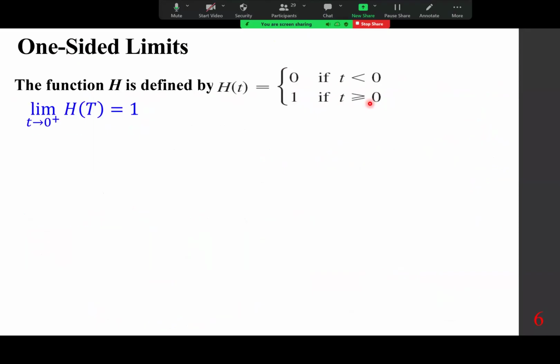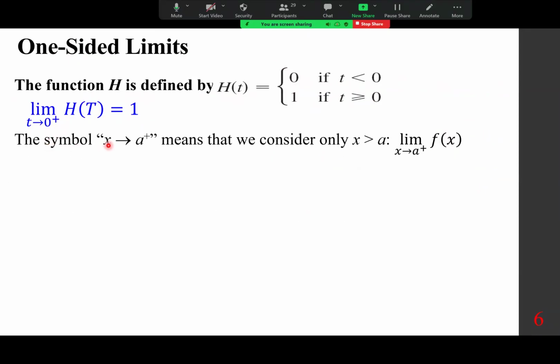So when we say the limit of h of t as t approaches 0 from the right equals 1, the symbol x approaches a from the right means that we consider only x larger than a, limit of f of x, as x approaches a from the right. So you look at larger, and it's a constant 1, so the limit is the same thing.